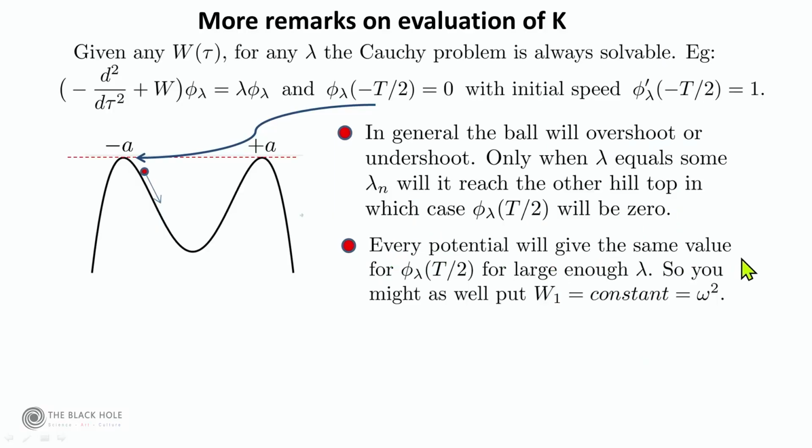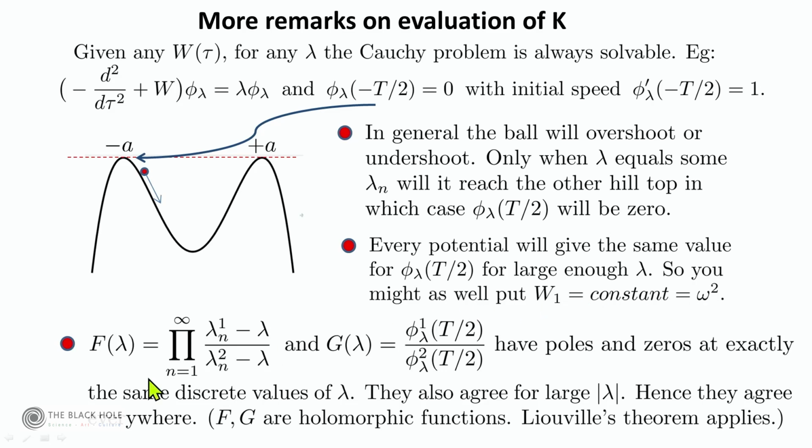Every potential will give the same value for phi lambda of t over 2 for large enough lambda. So if lambda is very large, then what is below doesn't matter. We just talked about that. So you could put W1 equal to 1, or you could put it equal to omega squared. It's, again, a simple reiteration of what I said earlier.